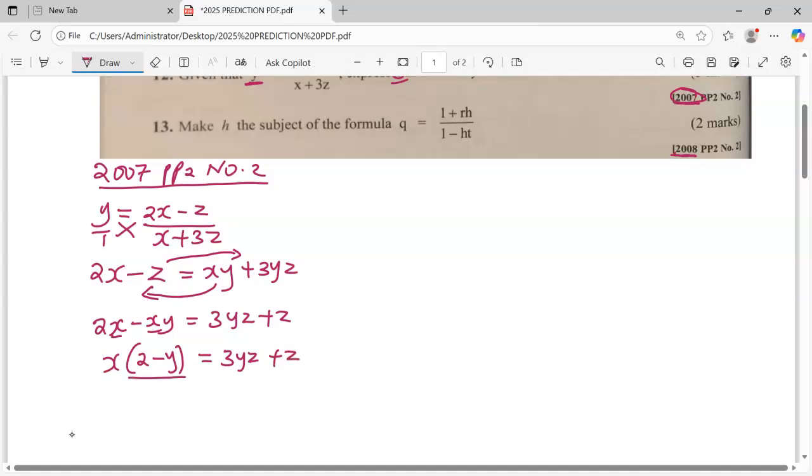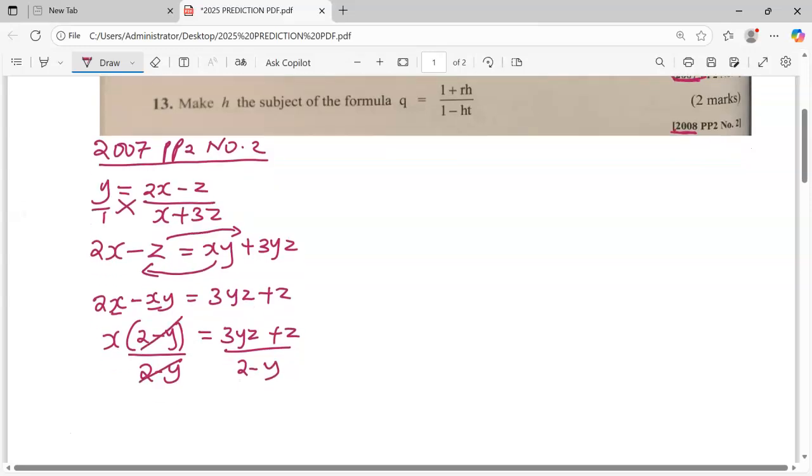We can divide both sides by 2 minus y. 2 minus y and 2 minus y cancel, such that x is going to be equal to 3yz plus z divided by 2 minus y, and that gives us the solution to that particular question.